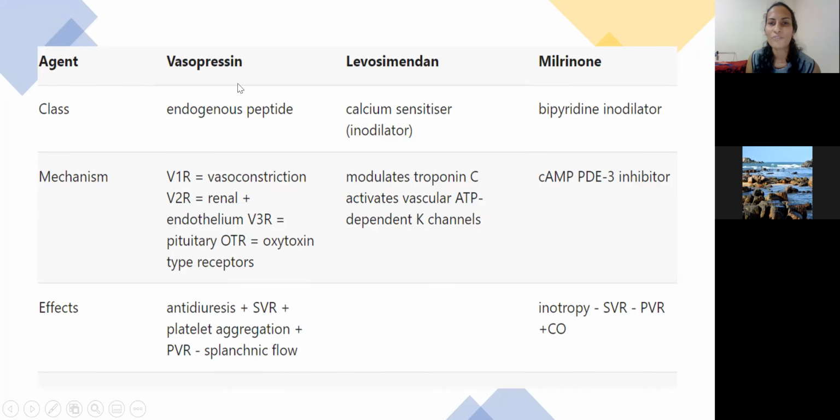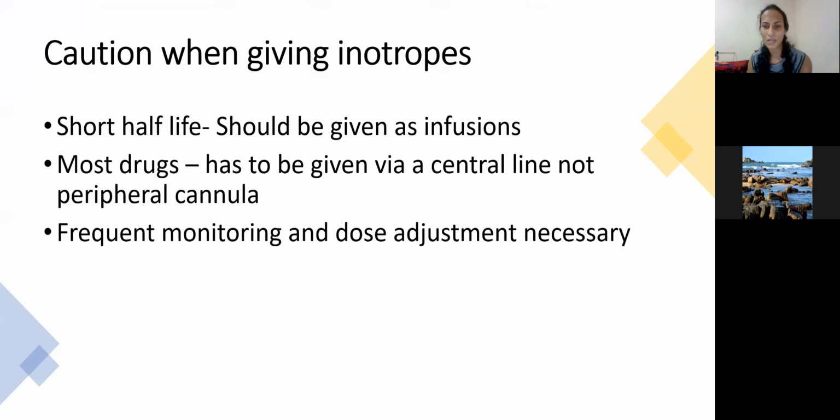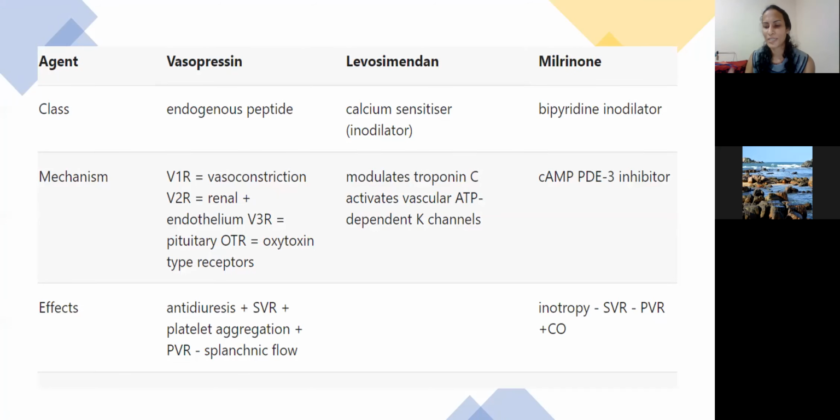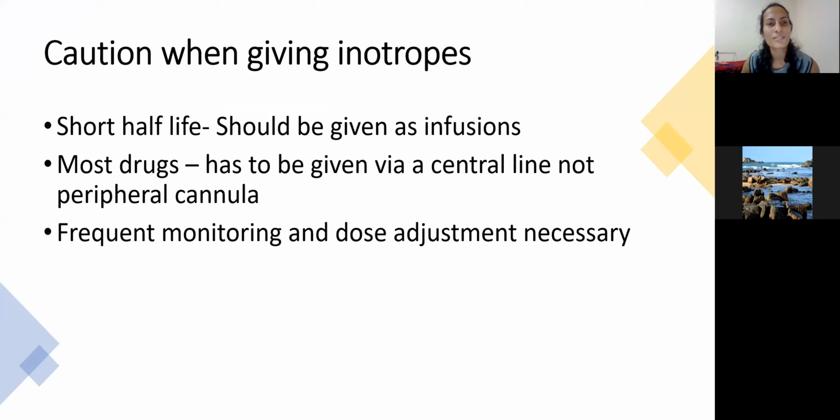The other drugs are vasopressin and levosimendan. I said levosimendan is not widely available in Sri Lanka, but milrinone we do use in cardiothoracic ICUs. So just remember all these things, and there are some cautions when we are giving inotropes to patients.